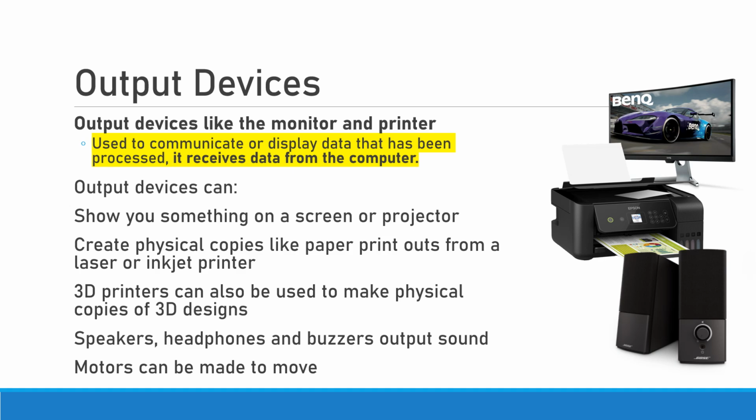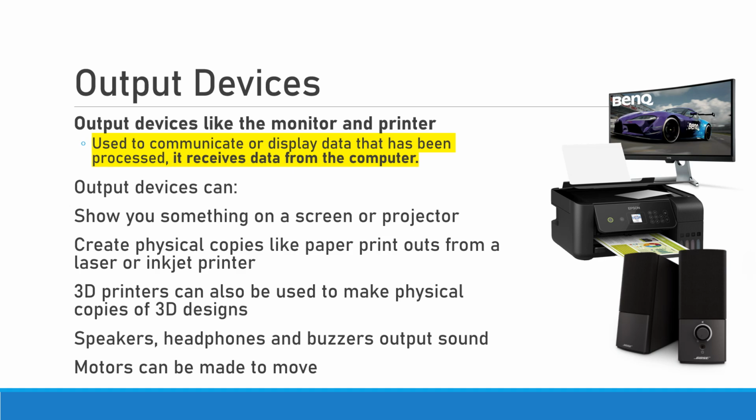And the last category are output devices. Output devices are used to communicate or display data that has already been processed. It receives data from the computer and displays it in some way that you can either see or hear. For example, a monitor, you can see what's happening.